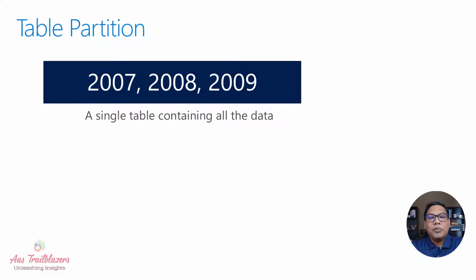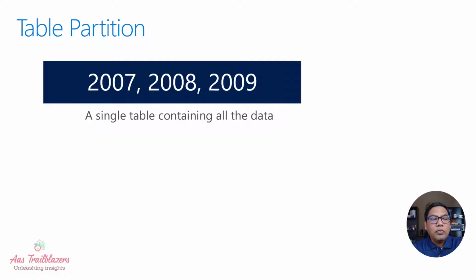Let's understand this with an example. Let's say we have a large fact table for sales transaction data, and the data that we have here is in billions and it spans multiple years. For simplicity's sake, let's say we have 3 years of data in this table: 2007, 2008 and 2009. When we look at the query pattern, most of the queries are based on the most recent data. Basically, most of the time we'll be querying the data for 2009 only.